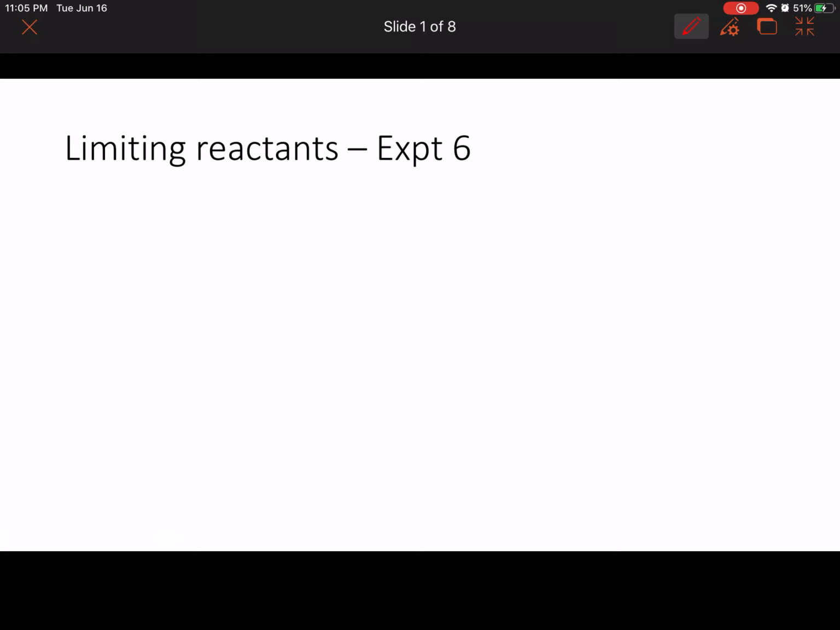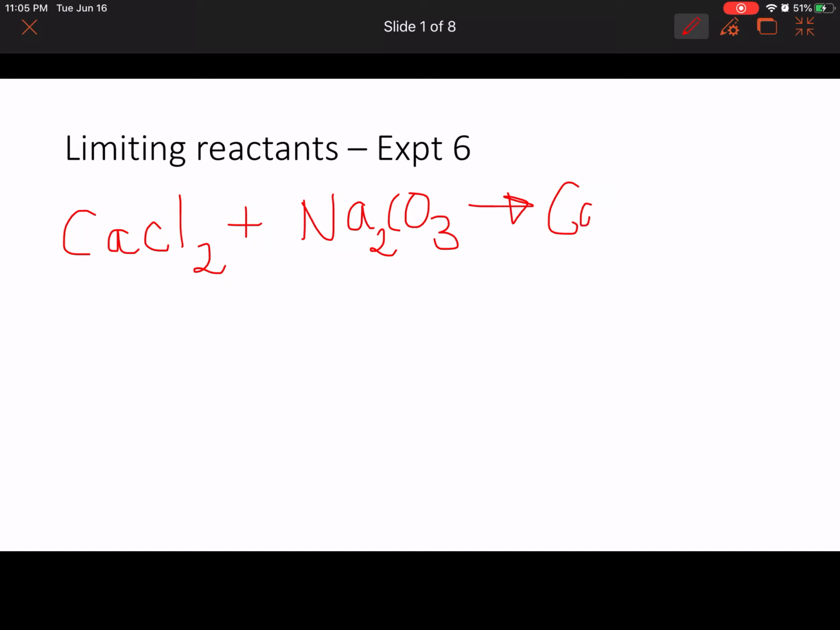So in this experiment, our reactants are going to be calcium chloride and sodium carbonate. Both of these are soluble in water. And when you put them together, we're going to be forming calcium carbonate and sodium chloride. Sodium chloride would be aqueous, soluble in water, and calcium carbonate is the one that's going to be solid, and we want to make sure that it is balanced. So this is our precipitation reaction.